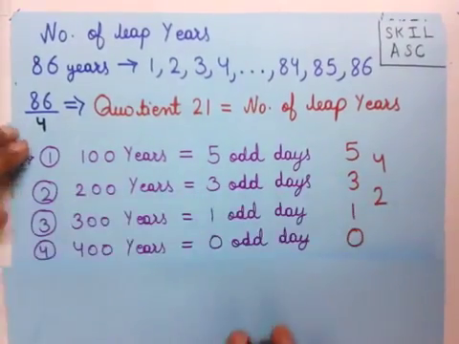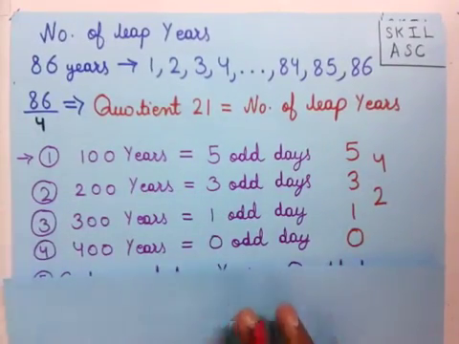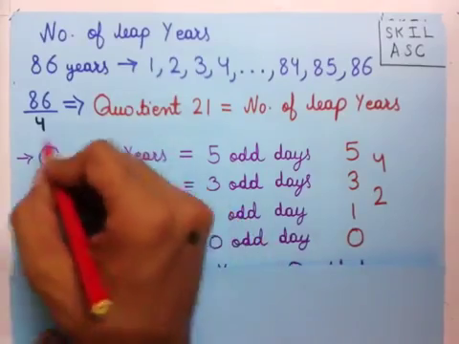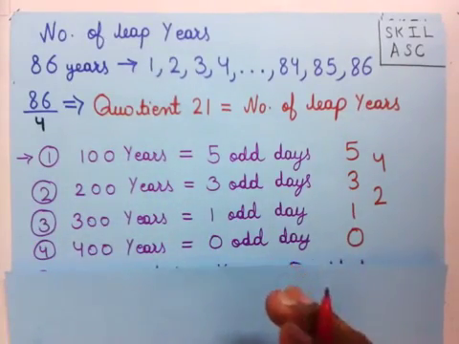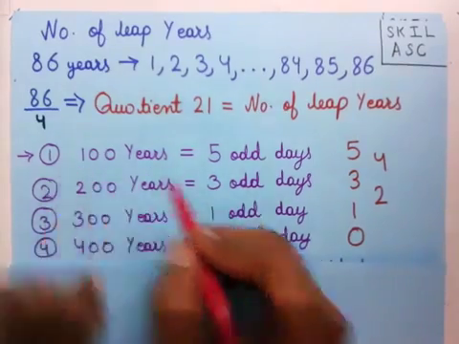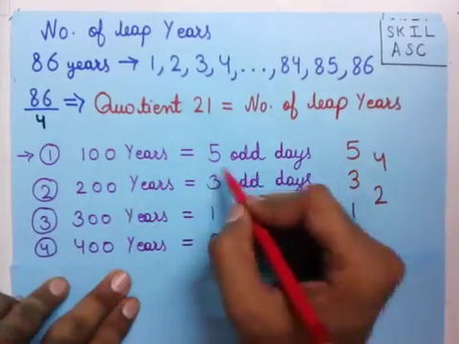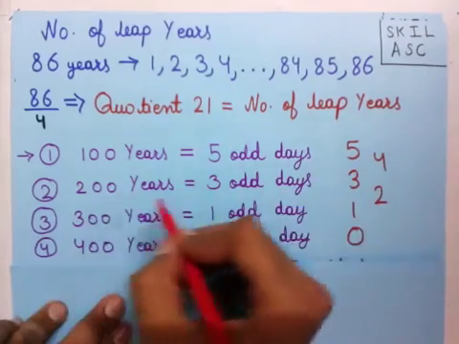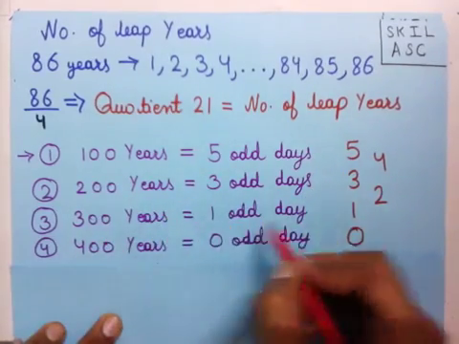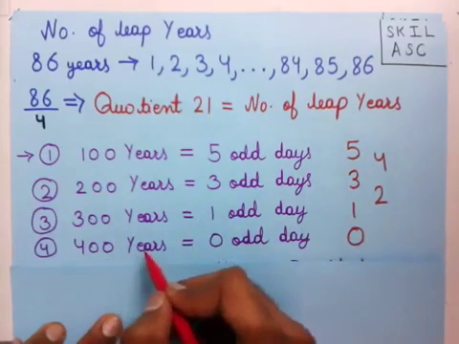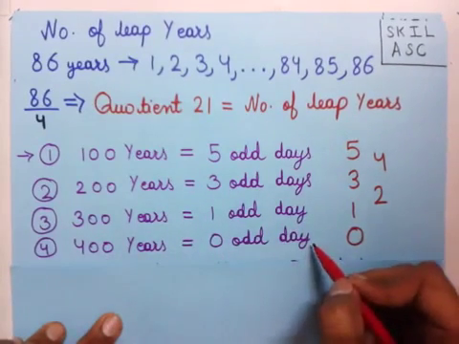Now we have a table which is very important, and you must remember this table. What you have to remember is that 100 years have 5 odd days, 200 years have 3 odd days, 300 years have 1 odd day, and 400 years have 0 odd days.